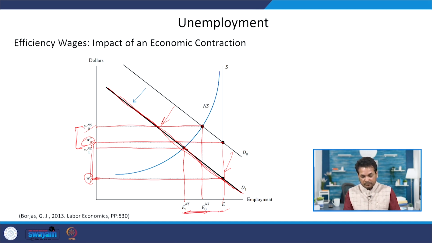Now, the unemployment is quite high. However, the wage is sticky. The relative change in the efficiency wage is lower as compared to the competitive wage rate. So, whenever an economic contraction or slowdown happens, this efficiency wage creates some kind of stickiness in reducing the wage rate in the labor market. So, the efficiency wage model implies that wages will be relatively sticky over the business cycle.